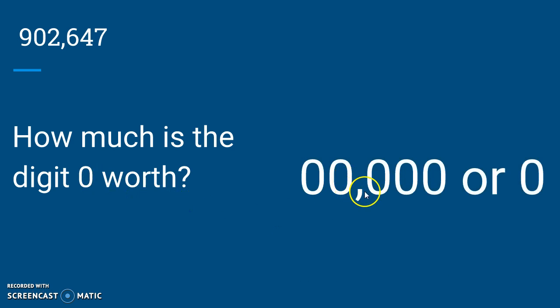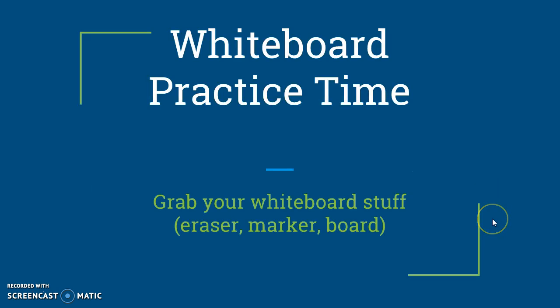So you could write it with the comma in here and just say 0, 0, comma, 0, 0, 0. That's the same thing though as if you just wrote 0. Either one of these would be correct, but just putting 0 by itself is going to be what most people do. All right. Next, we're going to move on to some whiteboard practice.